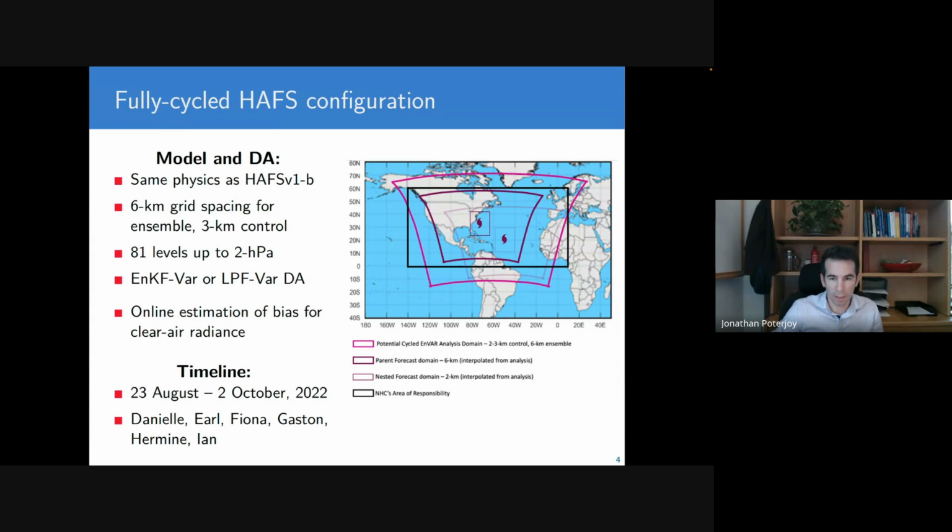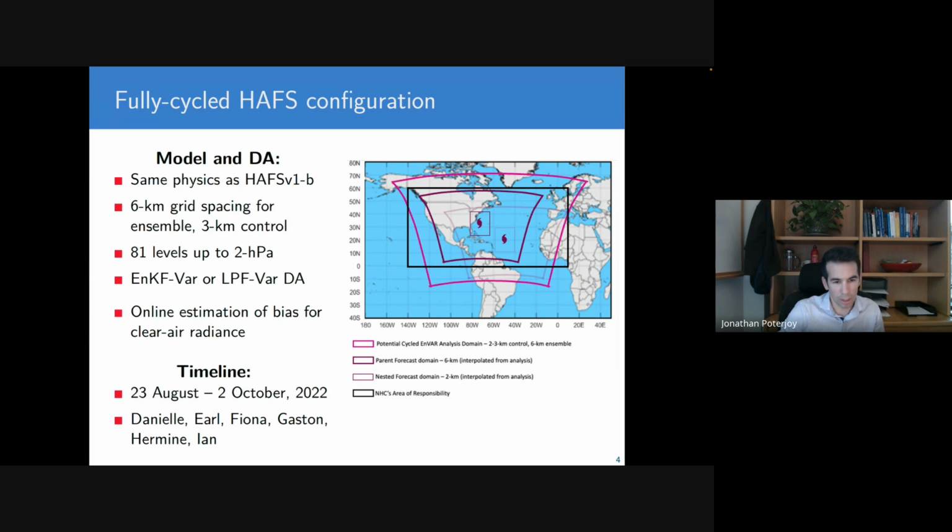And the basic idea for this framework is we're going to perform convective scale data assimilation over this big maroon area, down to 6 kilometer grid spacing, with a 6 kilometer grid spacing ensemble that feeds some uncertainty estimates into the DA as we go forward. All the physics that we're using for this model setup are identical to the 2023 operational HAFS-B setup, and so pretty much all the simulations I'm going to show are from those physics.